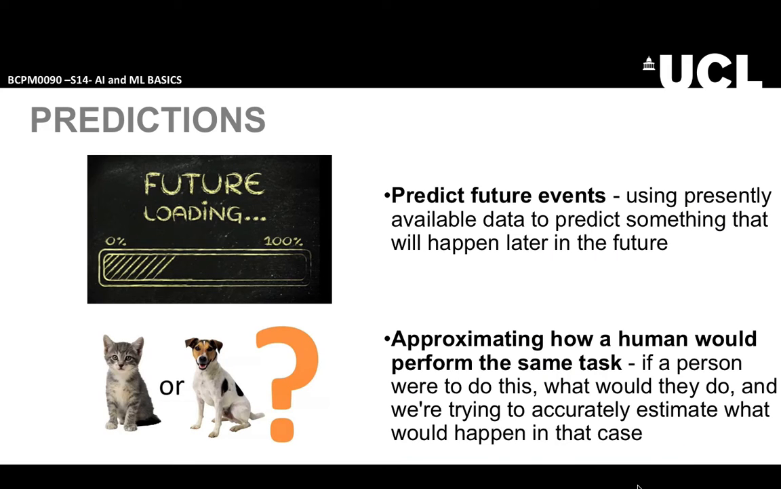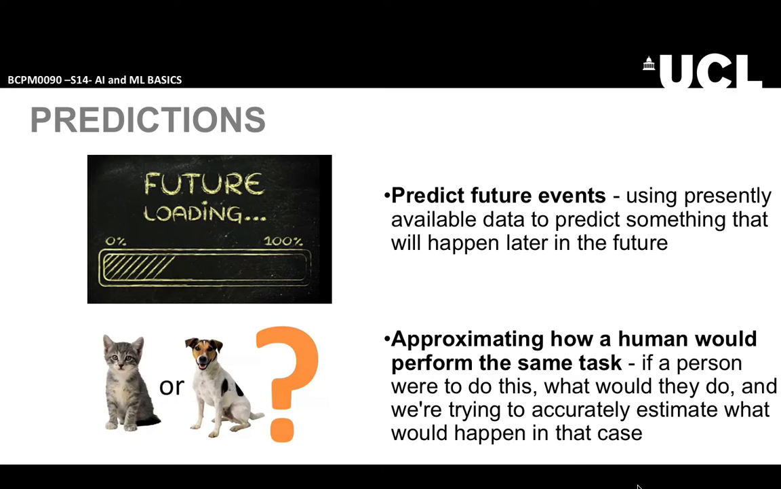So it is clear that prediction is a key concept for the current artificial intelligence. And I would like to differentiate two meanings of the word prediction when we talk about predictive analytics. One of them is obviously about predicting future events, which means using data that we currently have available to predict something that will happen later in the future.